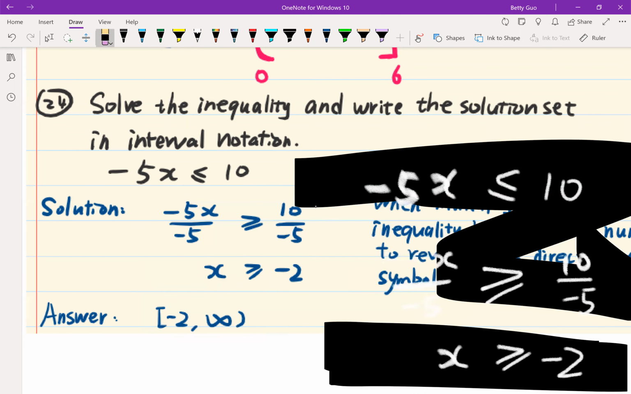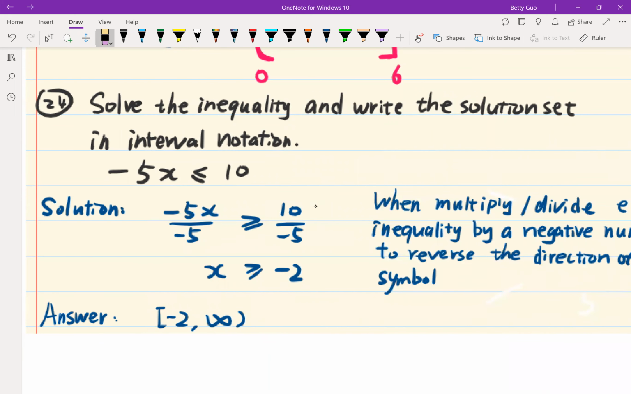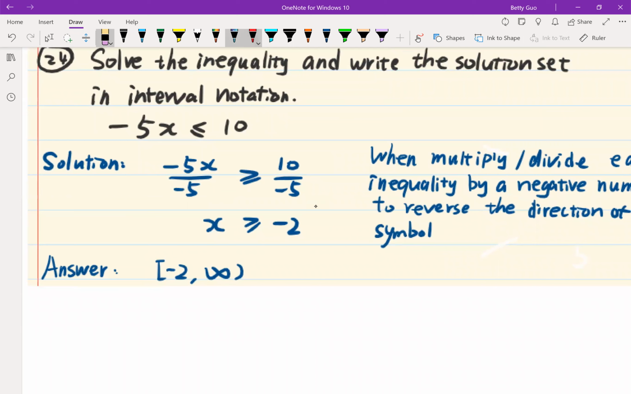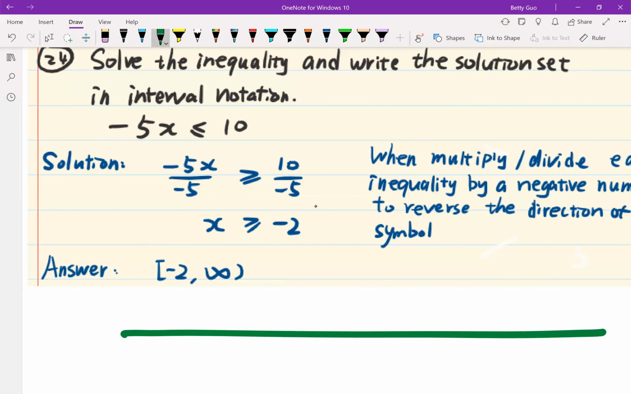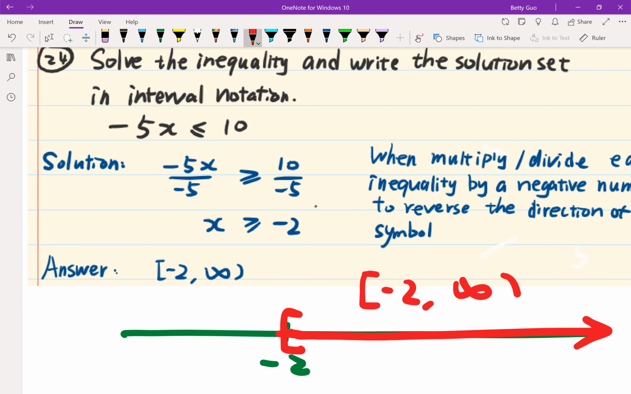Let's see the graph. If this is a real number line, and this is -2, then all the real numbers bigger than or equal to -2, right? That's the graph. So the interval is left closed, right open. Questions? Are we clear about that? Some of you need to watch the video because you missed the class. Number 25.